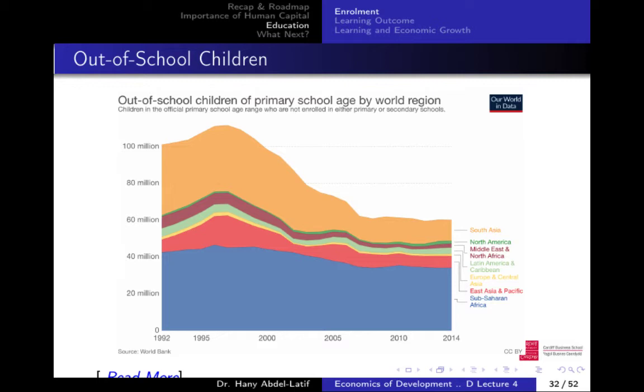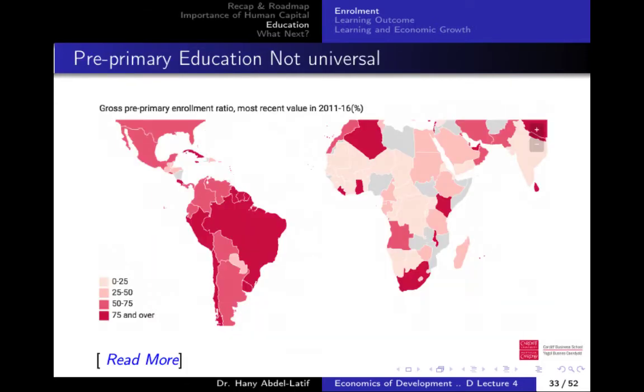Obviously, health is important too, but as I say, we're not going to cover health today. Education is the other pillar, or the other dimension, that you need to look at, and you need to improve the outcome. There's another map that shows that pre-primary education is not universal again, so in most of Africa, most children don't have pre-primary education. But this is the picture so far.